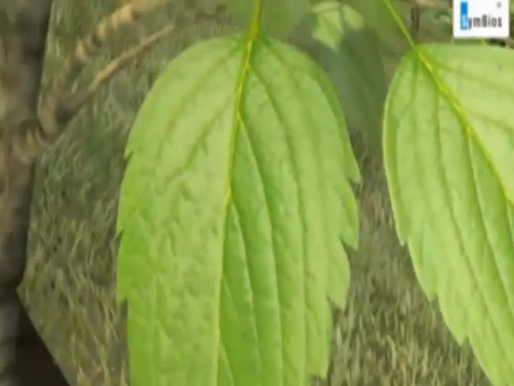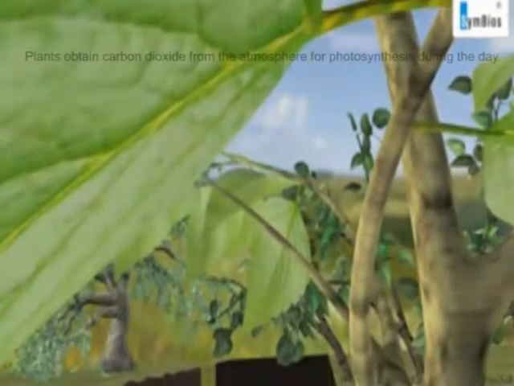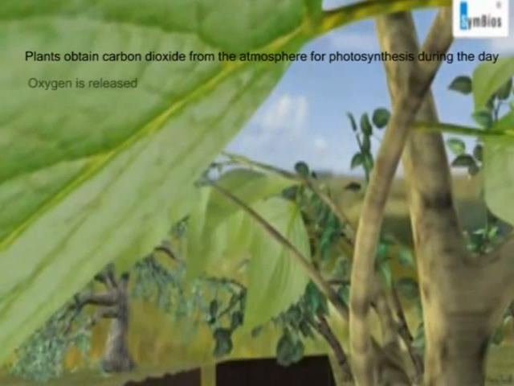During the night, plants do not carry out photosynthesis. However, respiration still takes place and requires oxygen. In general, plants obtain carbon dioxide from the atmosphere during the day for photosynthesis. In the process, oxygen is released. At night, plants obtain oxygen from the atmosphere for respiration. Plants then require a system of gaseous exchange in order to survive.